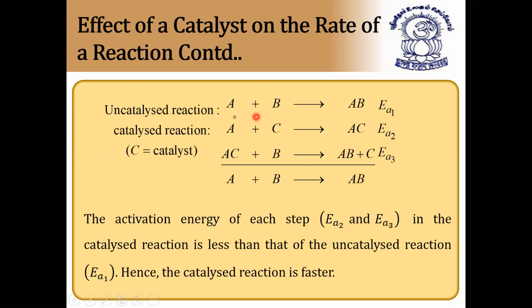Let us take into consideration the uncatalyzed reaction: A plus B gives rise to AB, where the energy of activation is EA1. Catalyzed reaction: A plus C gives AC with EA2, and C is the catalyst. Then AC plus B gives, so this catalyst will combine with the reactant molecules and make a platform, and finally it changes to AB. The activation energy of each step, EA1, EA2 and EA3, in the catalyzed reaction is less than that of the uncatalyzed reaction. Hence the catalyzed reaction is faster.